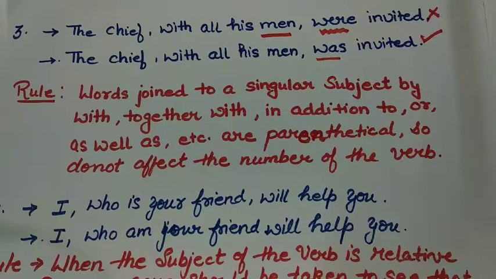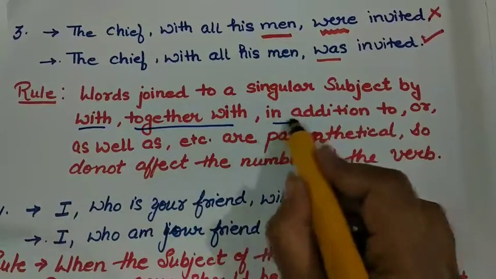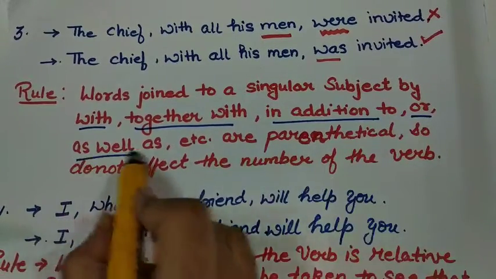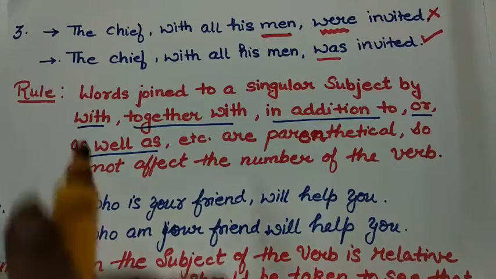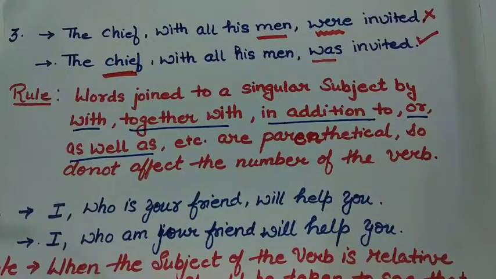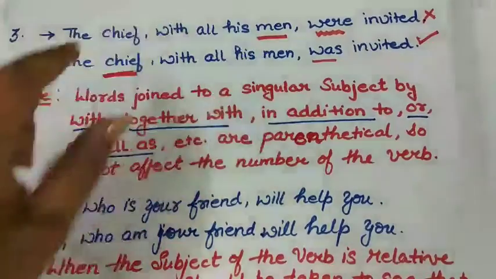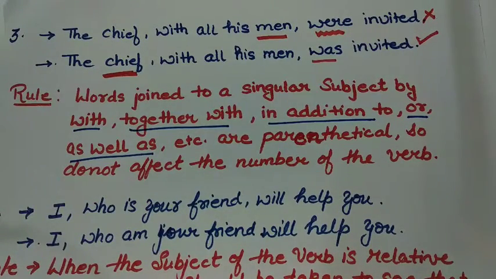That means, according to the rule, words joined to a singular subject by with, together with, like, in addition to, or, as well as, etc., are parenthetical. So they do not affect the number of the verb. It means I have to look at this chief. Okay, this is the main subject. So I have to use the verb according to this singular subject. So the chief with all his men was invited will be the correct sentence.